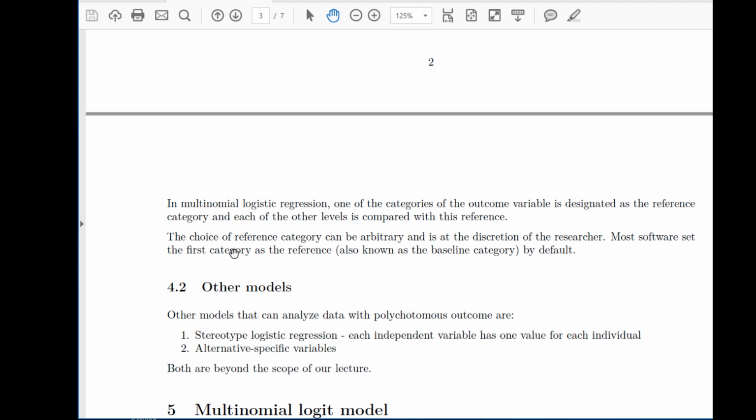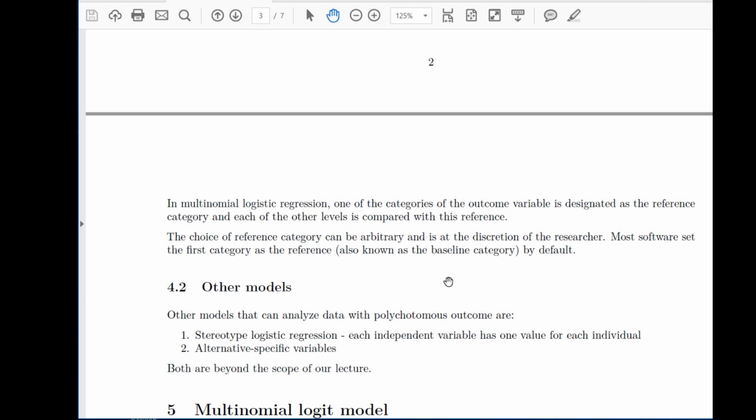Alright? And the choice of reference category can be arbitrary. And as a researcher, you can decide what will be the best reference category. Alright? And you have to be careful because some software set the first category as the reference category, but other software will set the last category as the reference category. A good example is between Stata and the VGAM package in R. Both can analyze multinomial data, both can do multinomial logistic regression, but both treat the baseline category differently.